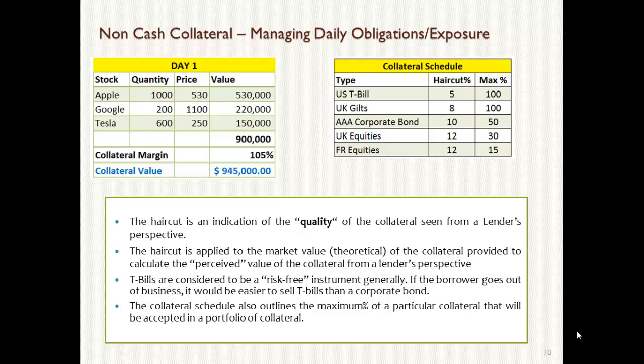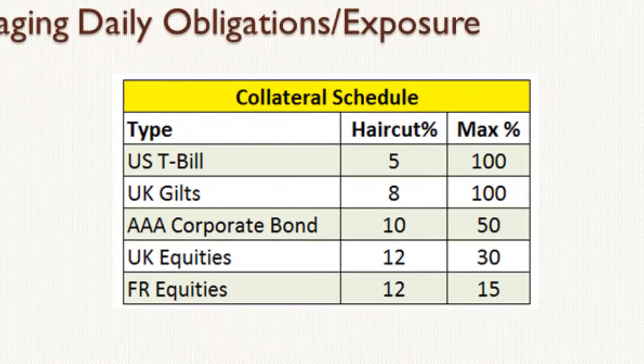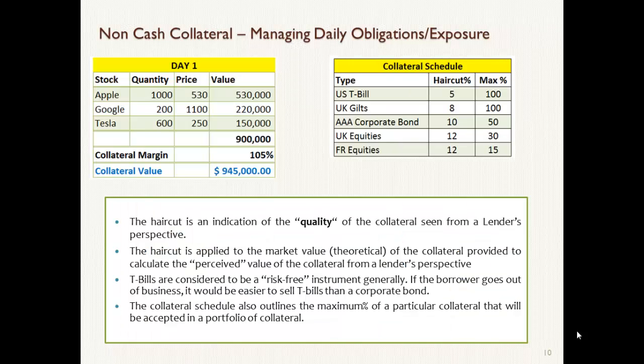Now let's look at a simple example to understand how non-cash collateral obligations are managed. Let's use the example from our previous slide. However, instead of cash, the borrower has agreed to give securities as collateral. The table on the right shows the agreed collateral schedule between the borrower and the lender. If you notice, there is a component called a haircut. The haircut is actually an indication of the quality of the collateral seen from a lender's perspective. The haircut is actually applied to the market value or the theoretical value of the collateral provided to calculate the perceived value of the collateral from a lender's perspective.